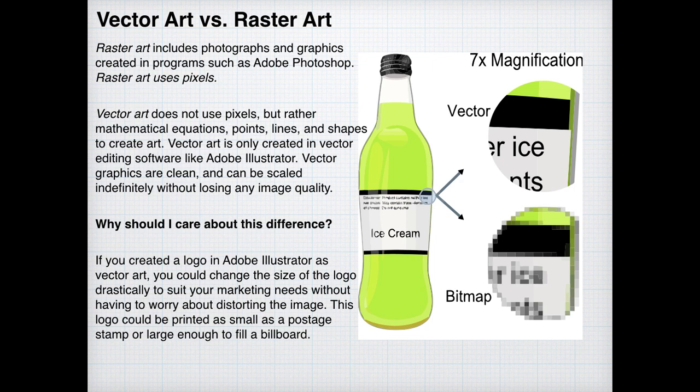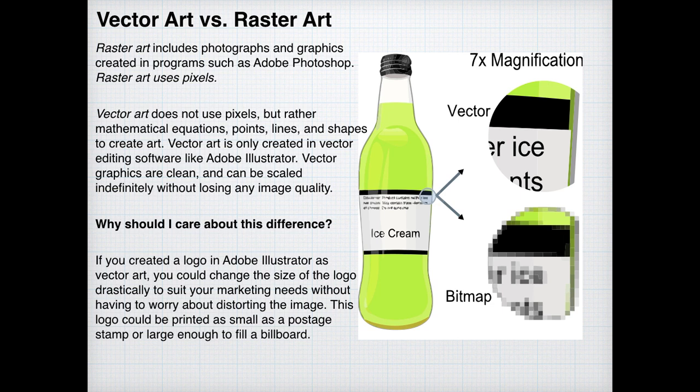So raster art includes digital photographs and graphics created in Photoshop, for example. Raster art uses pixels, okay? Vector art does not use pixels, but rather uses math. So zeros and ones, points, lines, shapes, using math to create art. Vector art is only created in vector editing software like Adobe Illustrator. Vector graphics can be scaled indefinitely without losing any image quality.